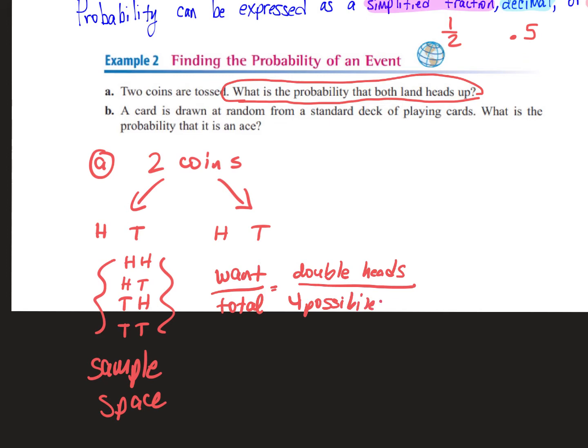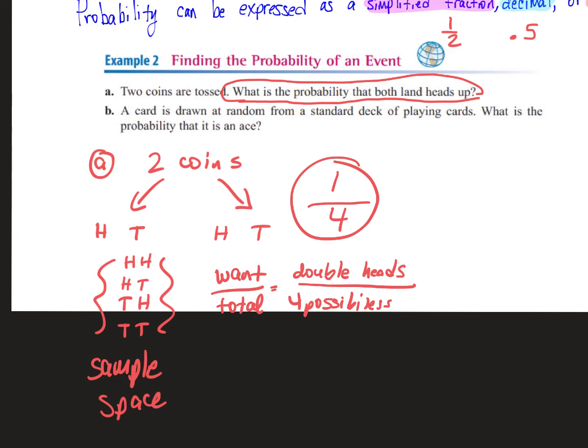So what are the chances? What's the probability that I get a double heads? Well, out of those 4 possibilities, how many of them are a double heads? 1. So your probability of that event happening is 1 out of 4. Could you guys have figured that out in your head? Yes, and I understand that. I'm just showing you mathematically using the words, the event of something happened. The sample space is all the possibilities, but it's 1 out of 4.